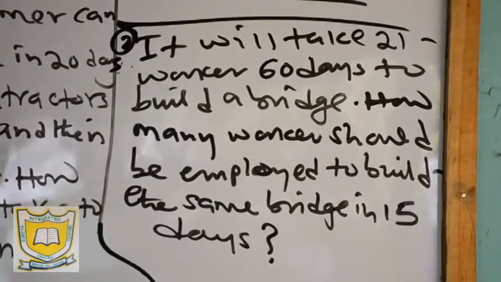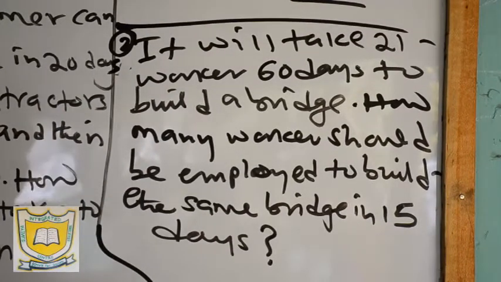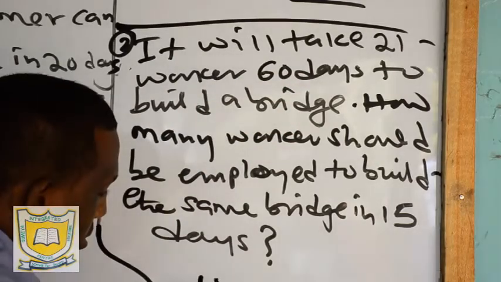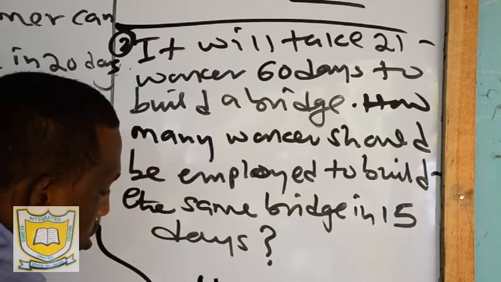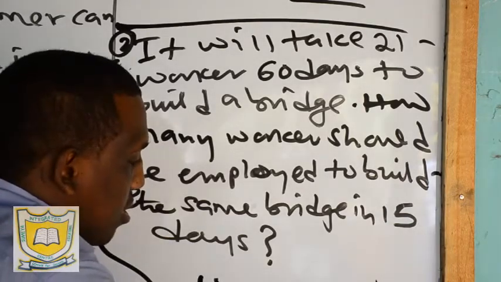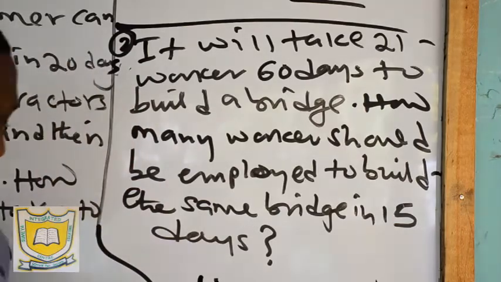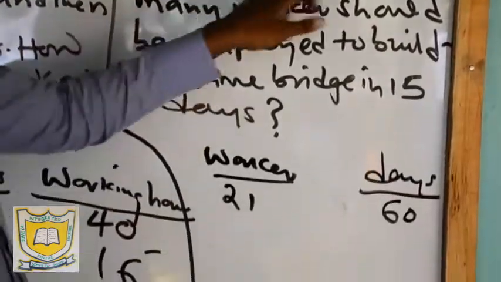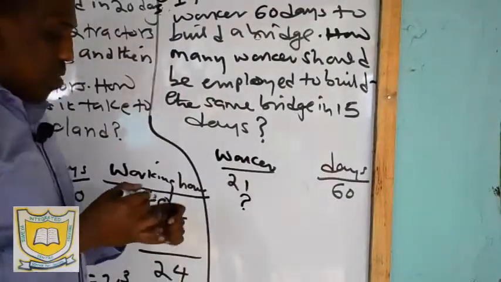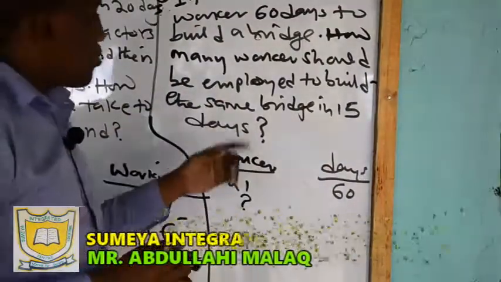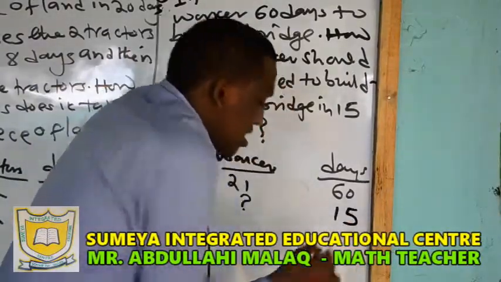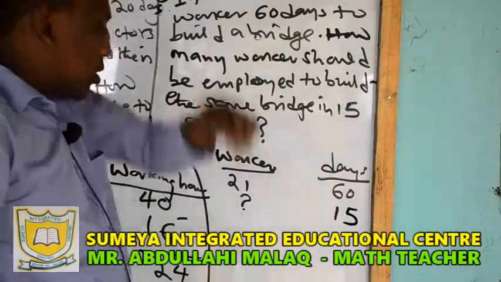So what do we do now? We say it will take 21 workers, so we write workers: 21 workers in 60 days. That's how we write. We list to build a bridge. How many workers? They're asking the number of workers, we don't know. How many workers should be employed to build the same bridge in 15 days? Now, what do we do?